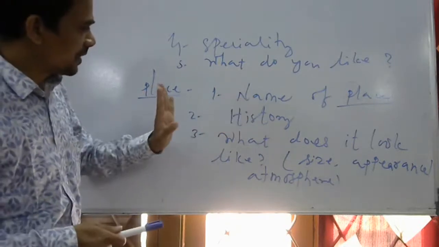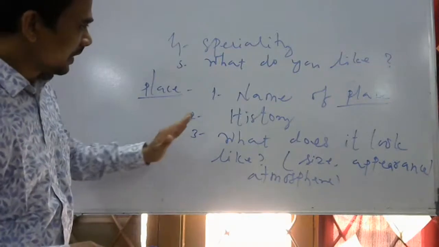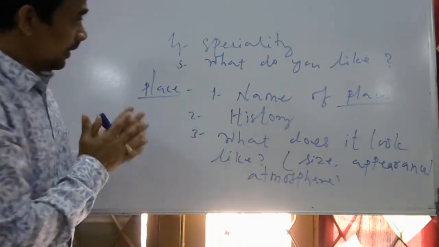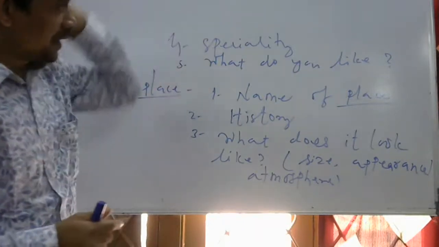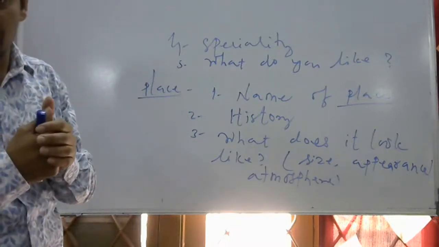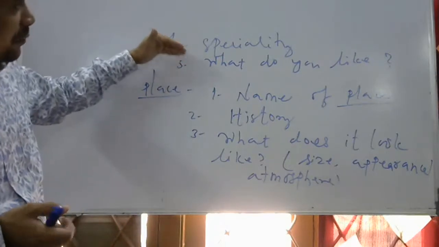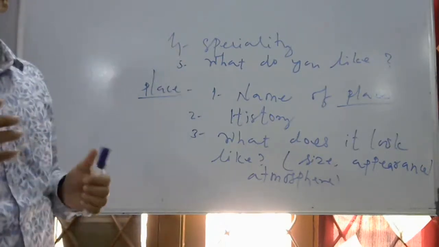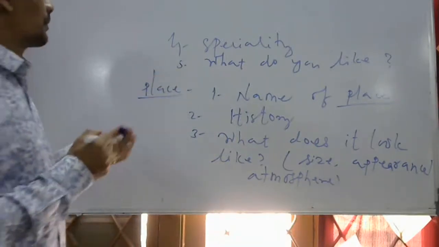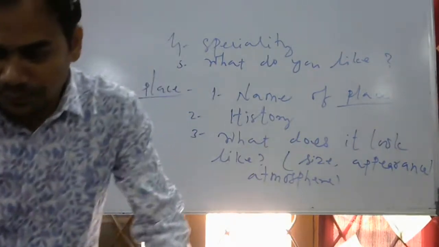Number 1, name of the place. Then know a little bit about the history of the place. Then what does it look like? Then the size, appearance, atmosphere, keep it in your mind. Then what is special about the place? What do you like there, if you go there? Then the last one, do you recommend other people to visit it? Clear? So the recommendation will come. You have to take care of all these points.